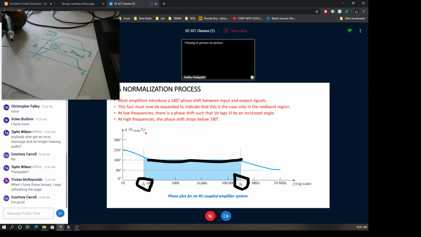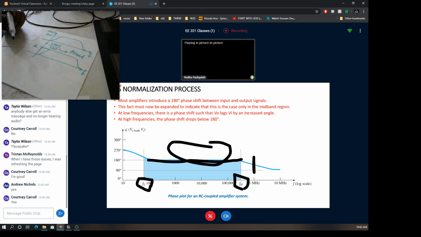Okay. But if the operating frequency of the input is not within this range, do you see, by the way, do you see the marker in the slide? Everybody, do you see the marker I'm using on the slide? Yes. Yes. Okay, very good.